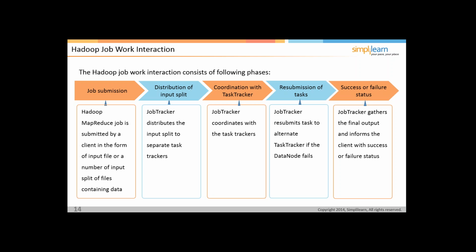Once the job tracker finishes assigning the healthy task trackers for job execution, it starts to assign the jobs to the task trackers after coordination. And if the task tracker fails to take the job, then a resubmission of the task occurs. The job tracker goes ahead and resubmits the task to alternate task trackers if a data node failure occurs, or if the task tracker was not connected properly or was not online at that time. Finally, it makes the decision on whether the job has been executed successfully or there is a failure. So the job status gathers the final outputs and informs the client with the corresponding success or failure message.